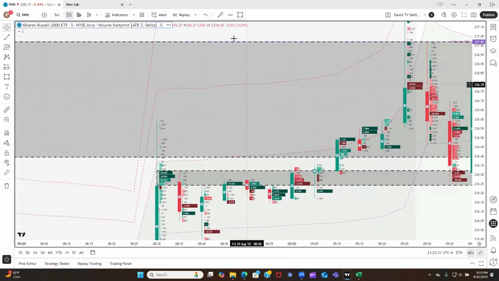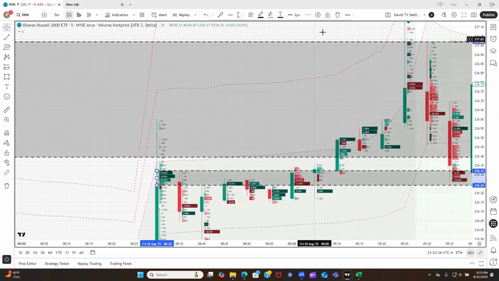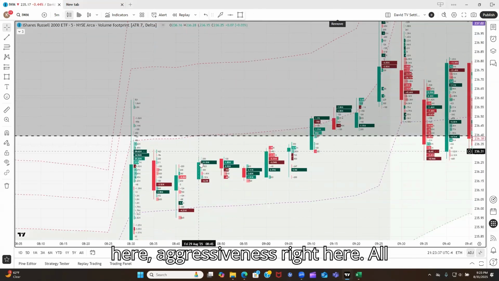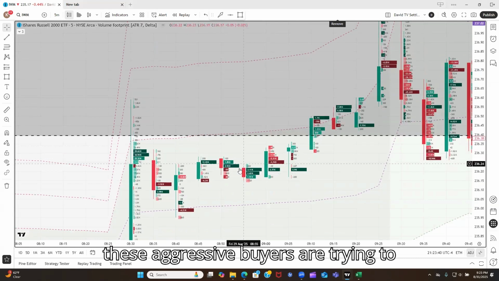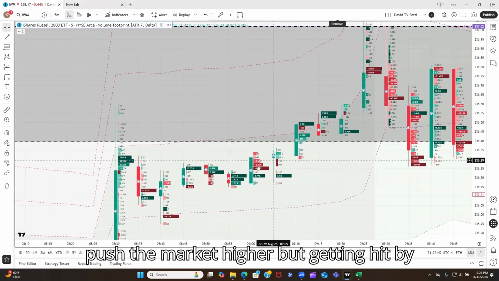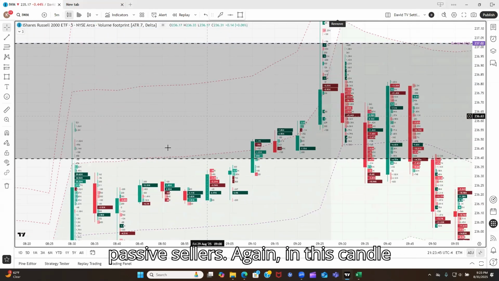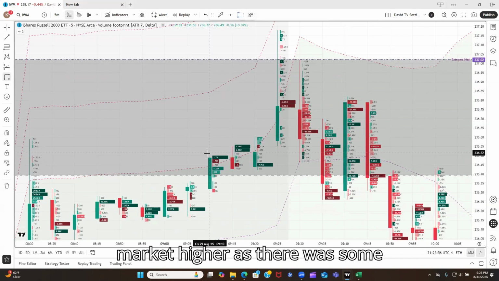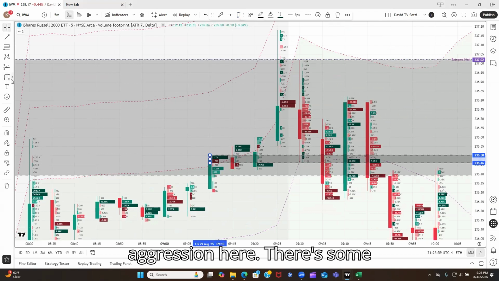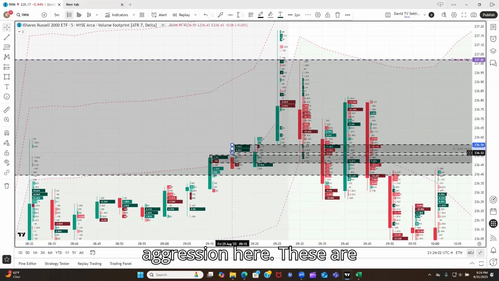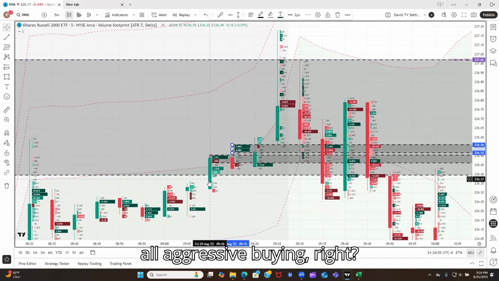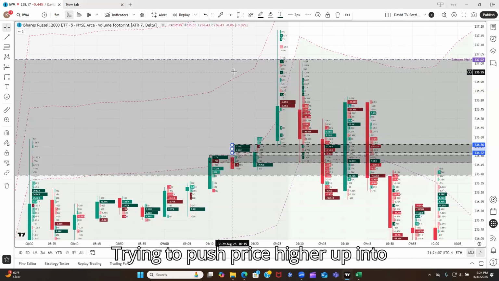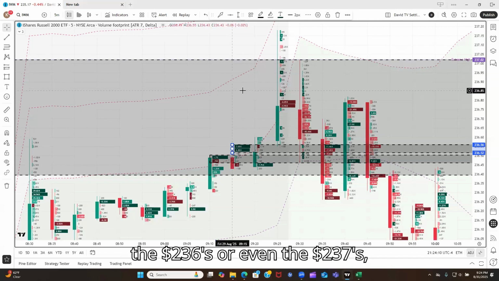Okay. So if we were to delete that, knowing that there was aggressiveness here, aggressiveness right here. All these aggressive buyers are trying to push the market higher, but getting hit by passive sellers. Again, in this candle 910, the power of volume footprint. We can see actual buyers trying to push the market higher as there was some aggression here. There's some aggression here. These are all aggressive buying, right? Trying to push price higher up into the 236s or even the 237s.